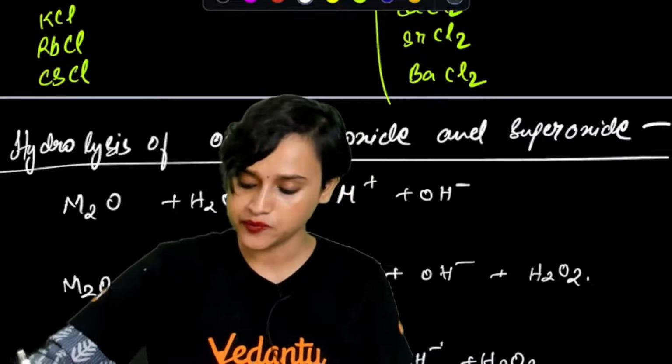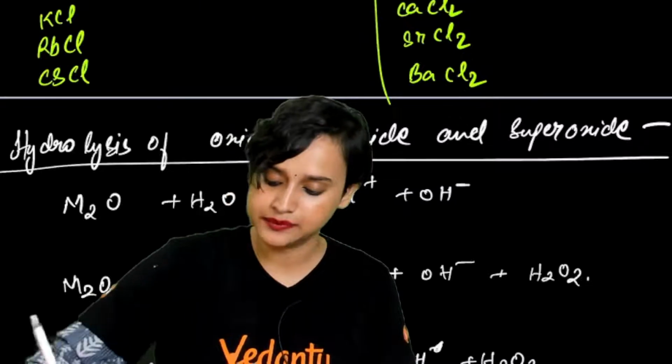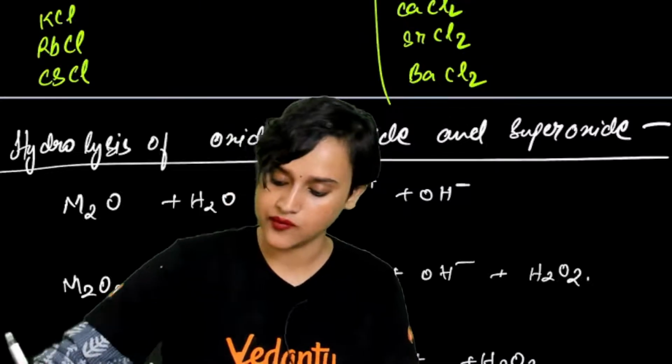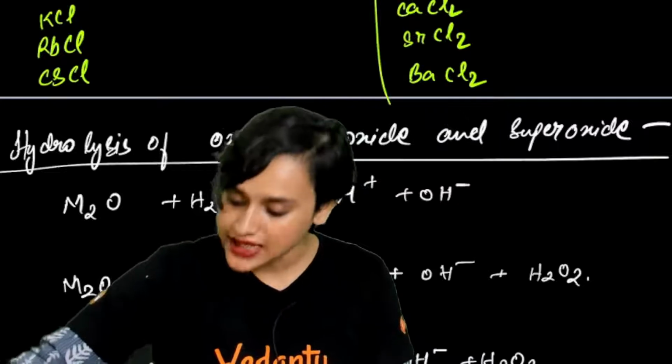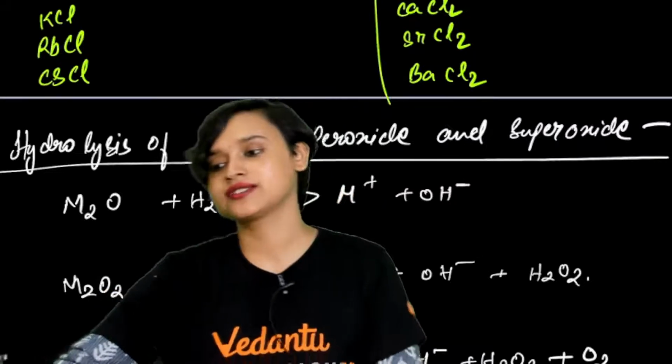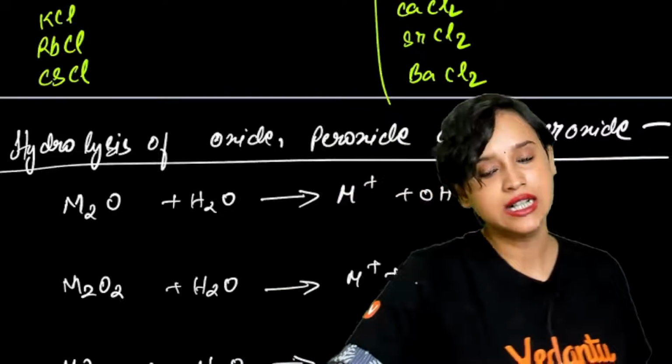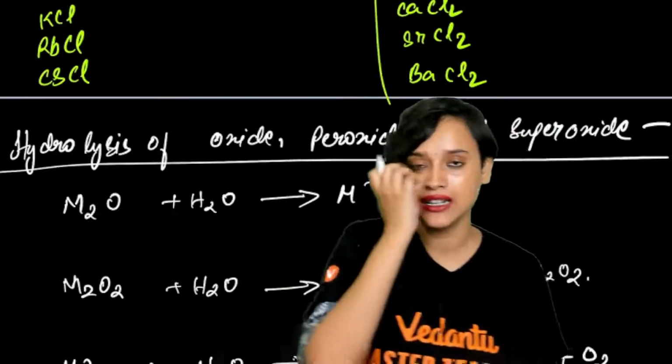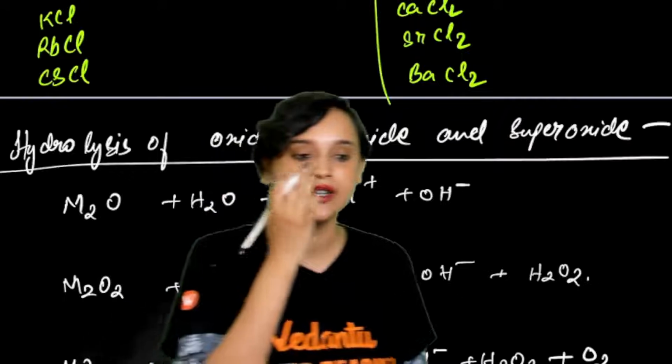Sorry, what did I say? Just a second, guys. OH minus plus it will form hydrogen peroxide plus oxygen gas. Am I clear, everybody?